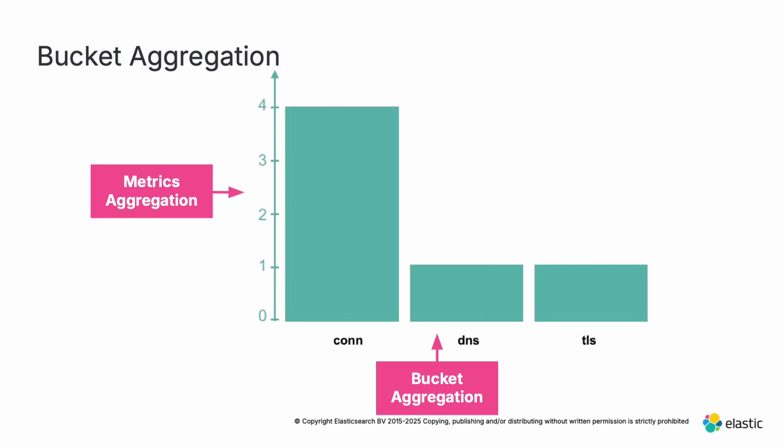There are many visualization types available to view our data, with metrics and buckets applied. One of those is a simple bar chart. This is counting the number of documents for each Zeek log type.